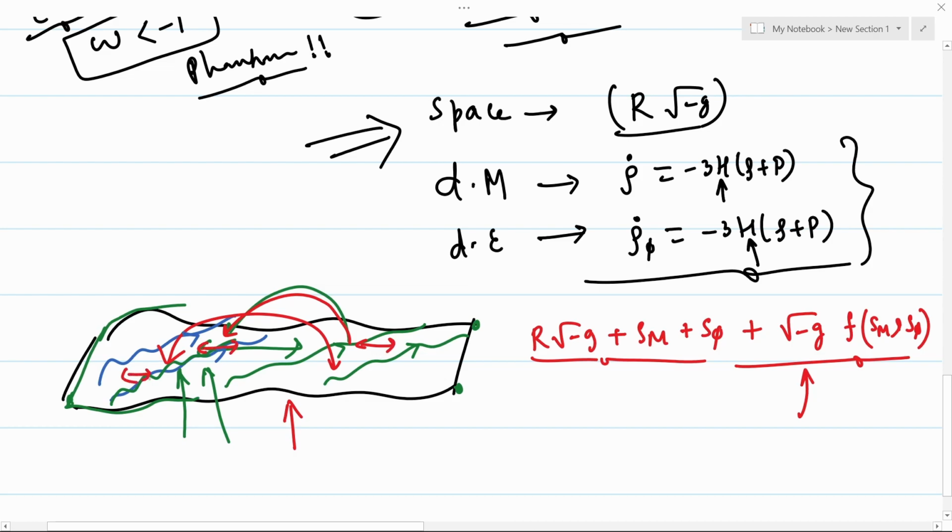If something is going to be here, then there will be an effect. So this is called direct coupling, or interacting dark matter and dark energy. Okay, so I hope this concept is clear now.